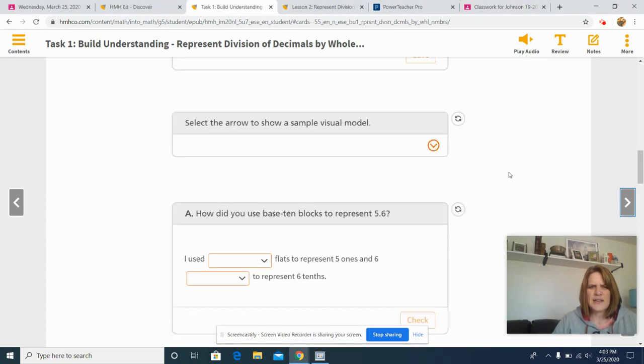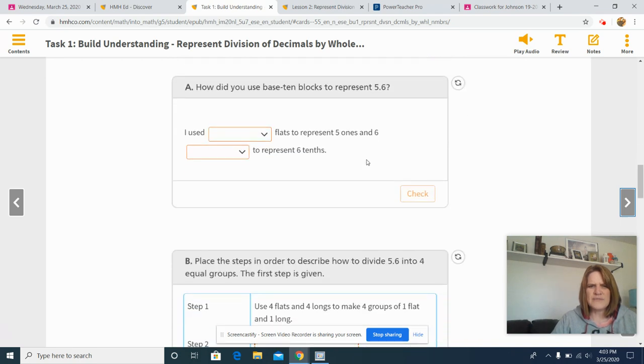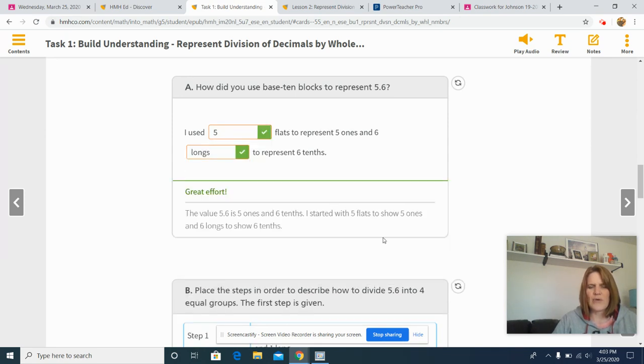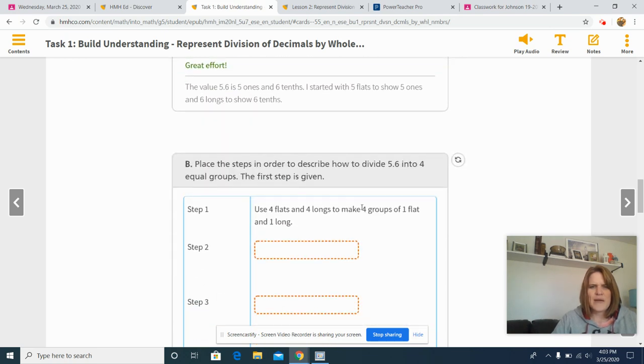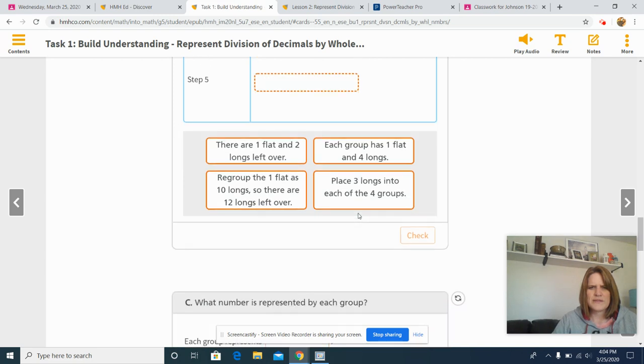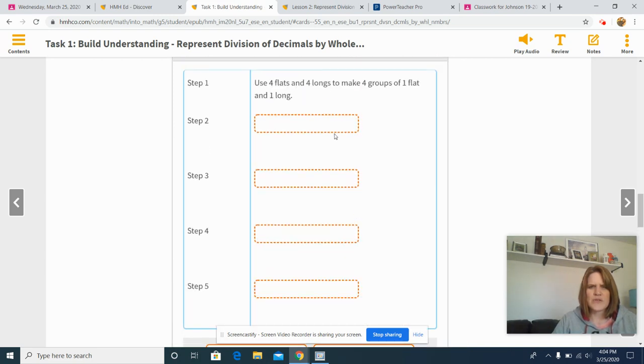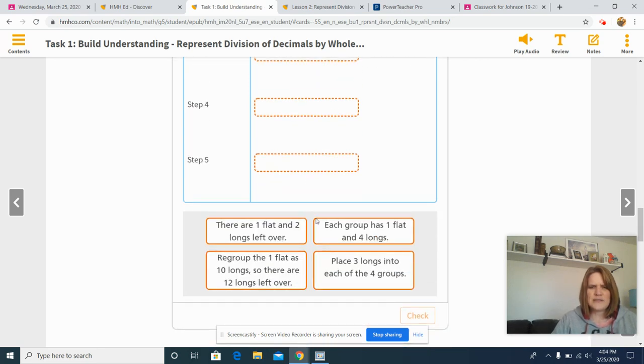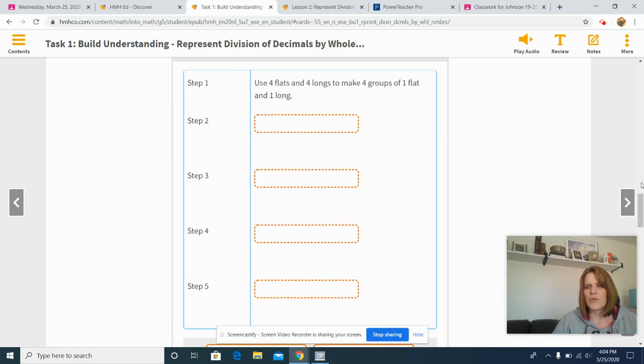So it says select the arrow. Let's see. So how did you use the base 10 blocks to represent 5 6/10? How many flats did we use? I used 5 flats and 6 longs. Let's see. We were right. Hooray. Okay, place the steps. I don't know if we'll do this because, oh. So what did we do first? Step 1, use 4 flats and 4 longs to make 4 groups of 1 flat and 1 long. For time's sake, we're just going to move on.